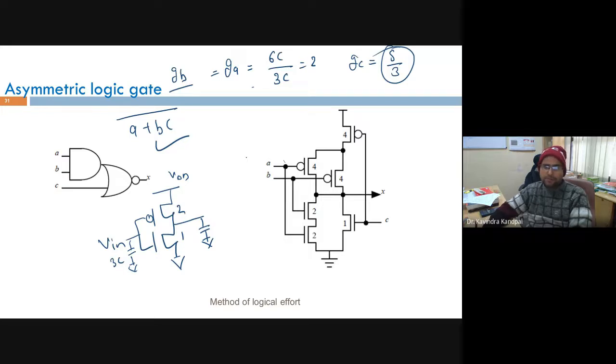So you can clearly see that with an asymmetric logic gate, you visualize it as one gate unit, but logical effort may vary from input to input, right? But if I say the critical path is from A, then you are concerned about GA. If the critical path is from C, then you are concerned with C. Okay.